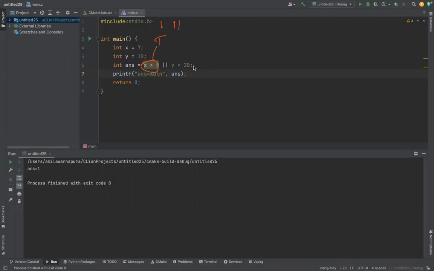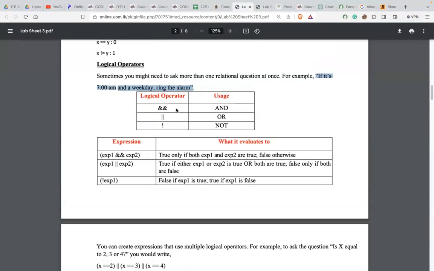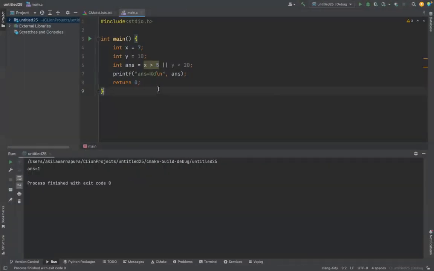Okay? Now I think you guys can understand this one properly. Now I think you guys have a proper idea of how to evaluate this kind of logical operators. And the next one is the not operator. Not operator means the opposite of the answer.